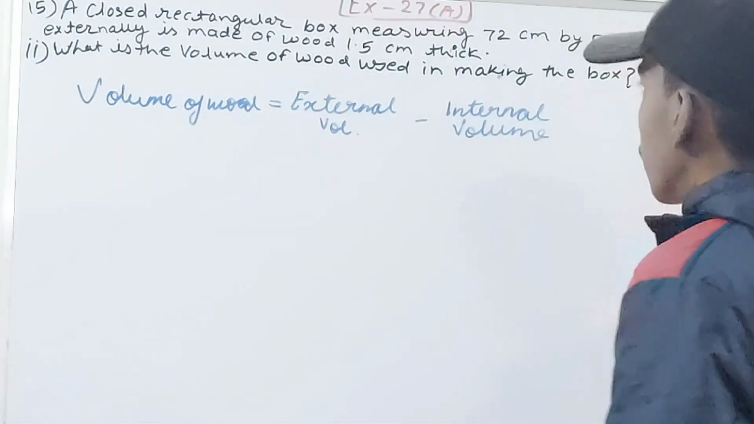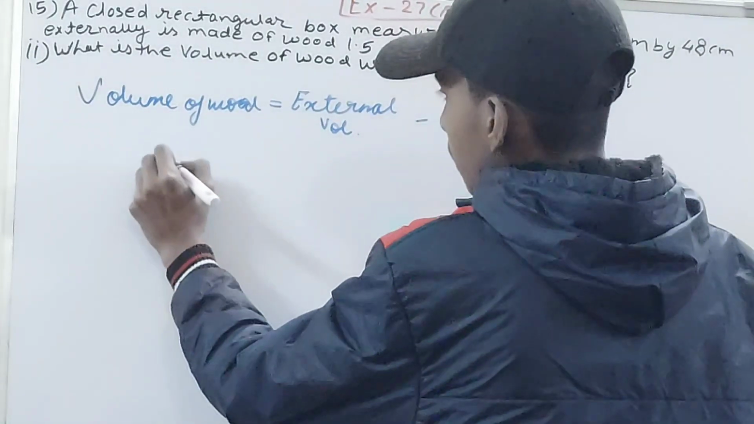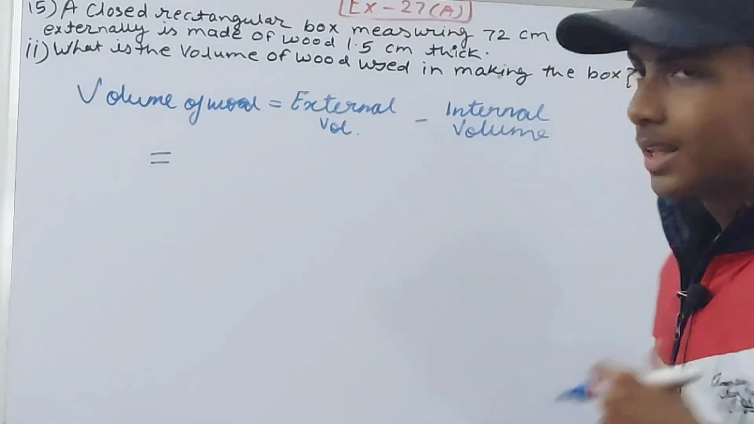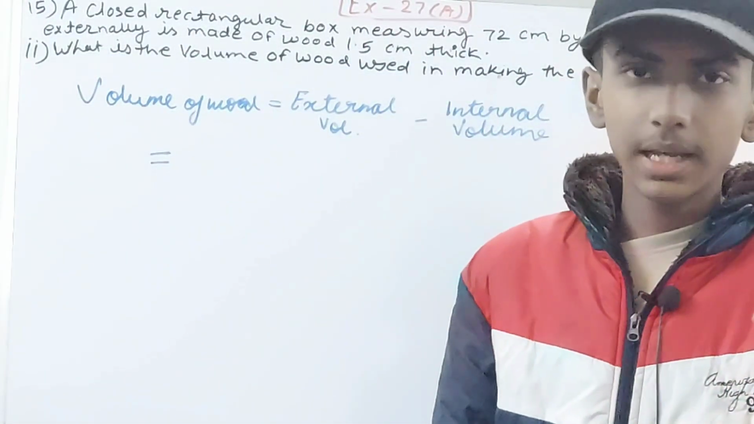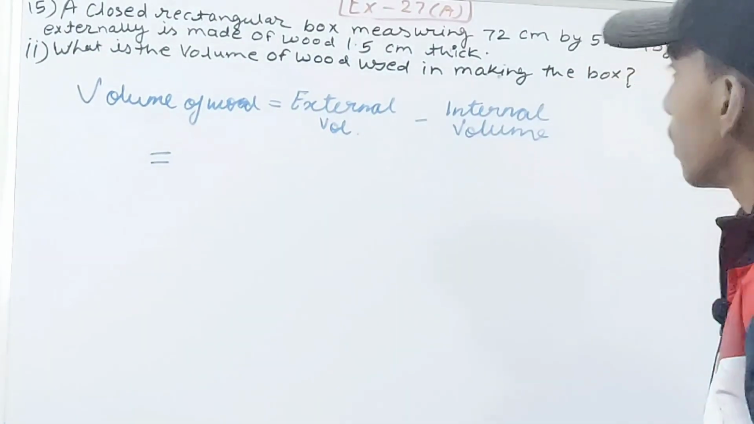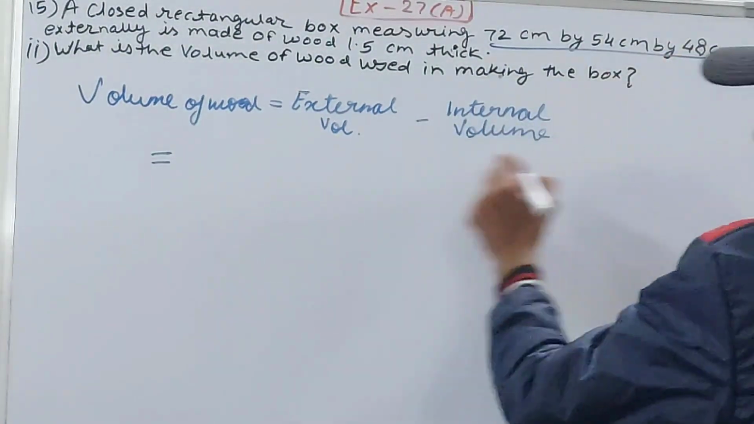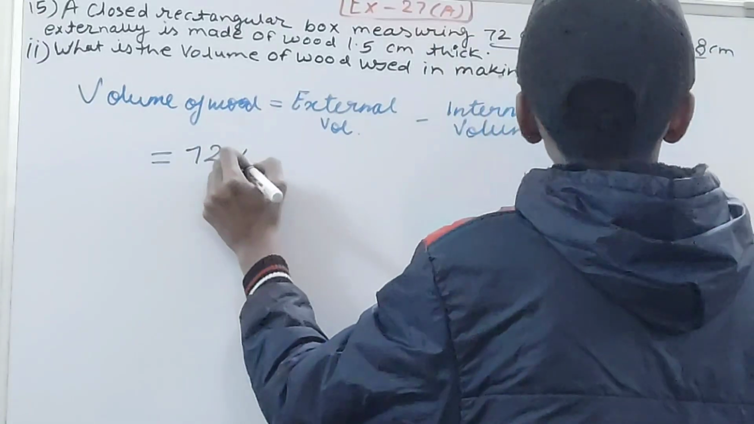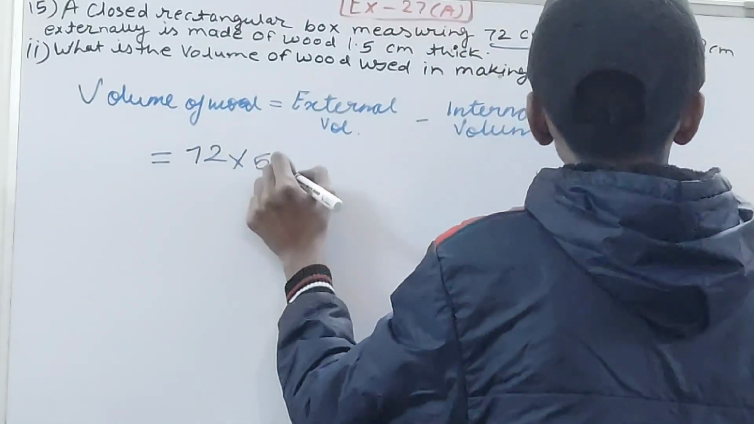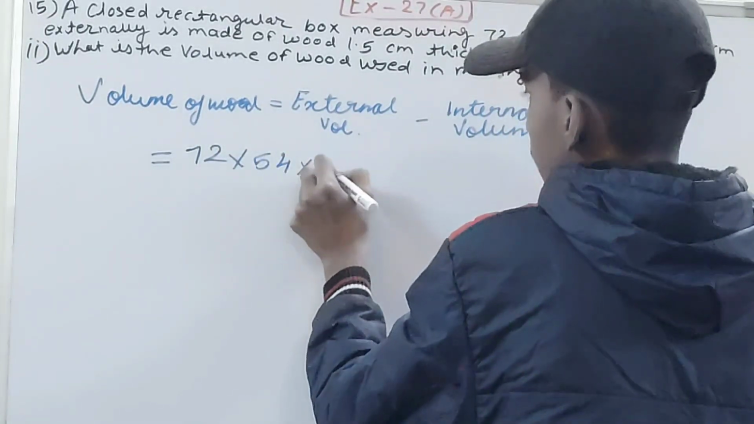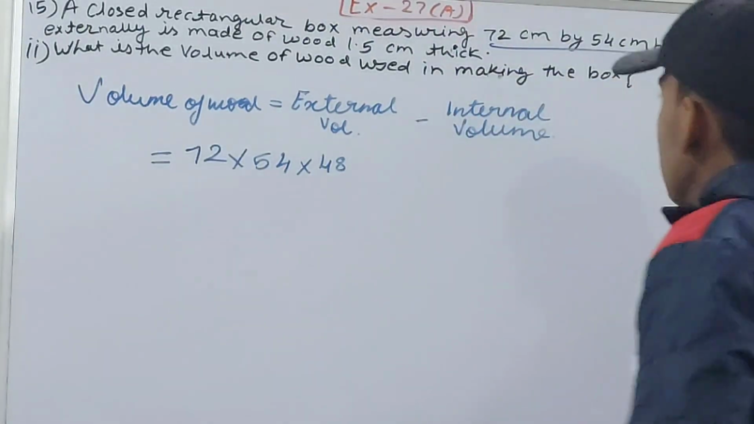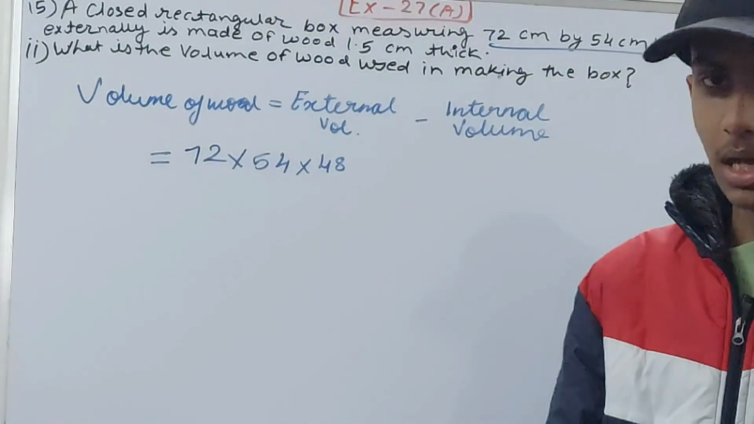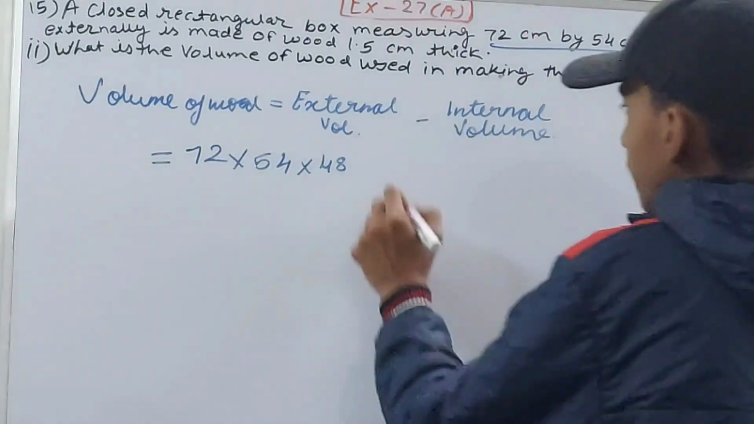What is the external volume? External volume comprises the thickness of the wood and that inner volume as well. So for that, dimensions will be this only. 72 into 54 into 48. Okay, but now internal volume will be a little different.